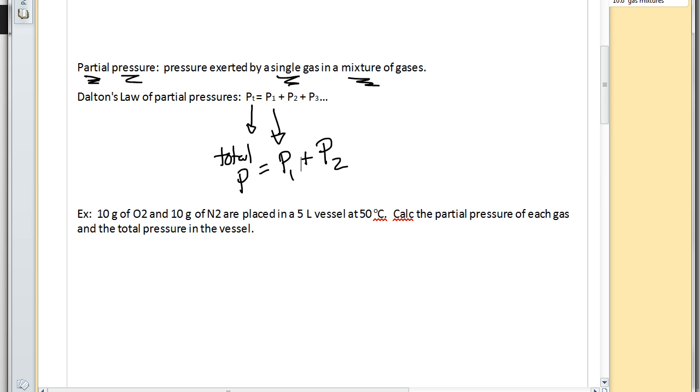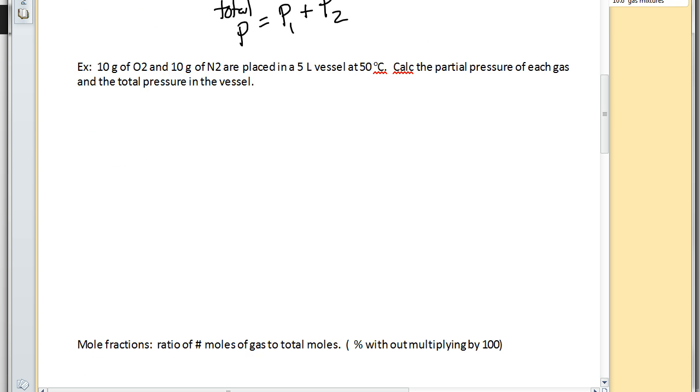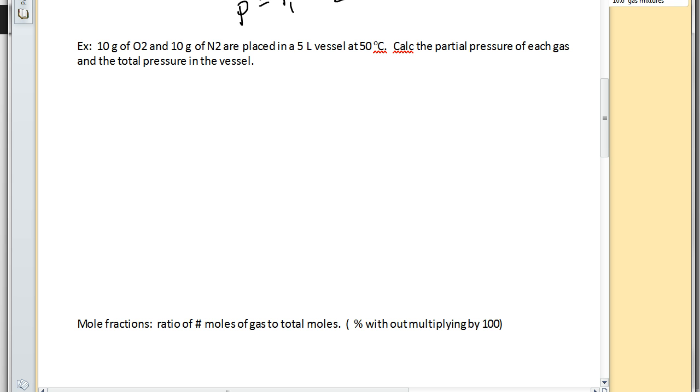Okay, let's look now at an example where we're asked to do a little bit more. It says 10 grams of oxygen and 10 grams of nitrogen are placed in a 5-liter vessel at 50 degrees Celsius, and we're going to be calculating the partial pressure of each gas and the total pressure in the container. The first thing we're going to do, let's start with our oxygen, and to calculate pressure we're going to use the ideal gas law, PV equals nRT, and we need to figure out the number of moles to start off with.